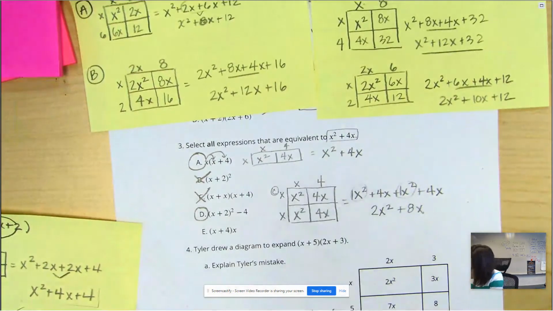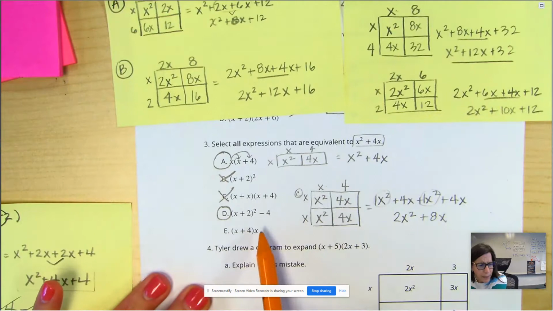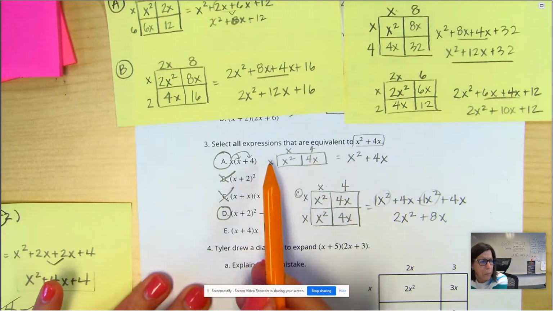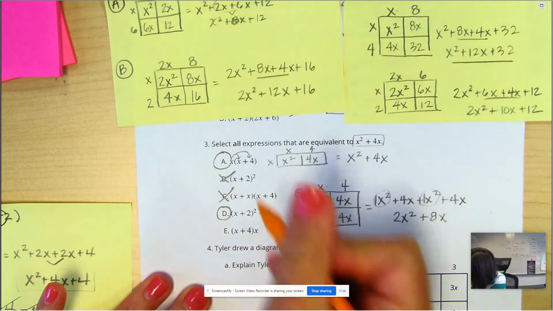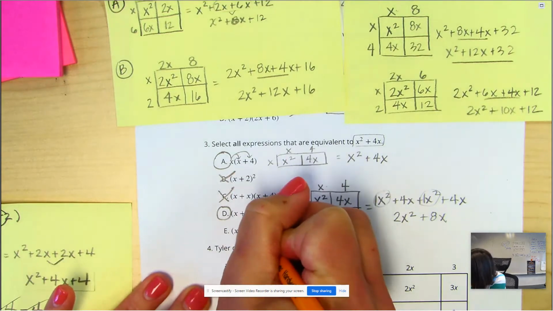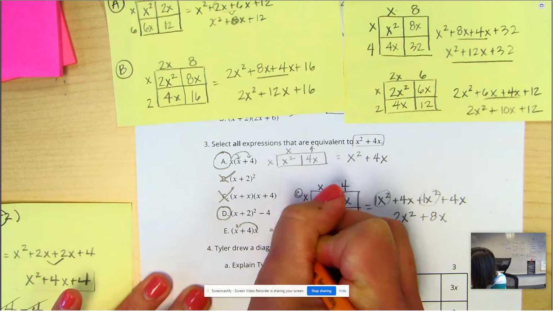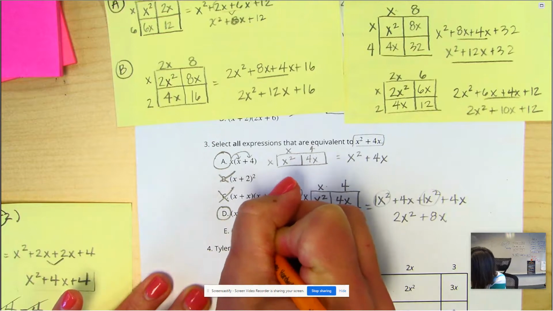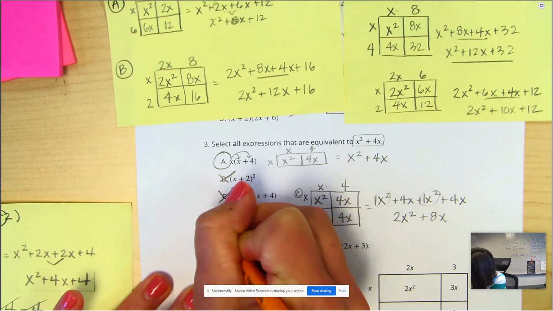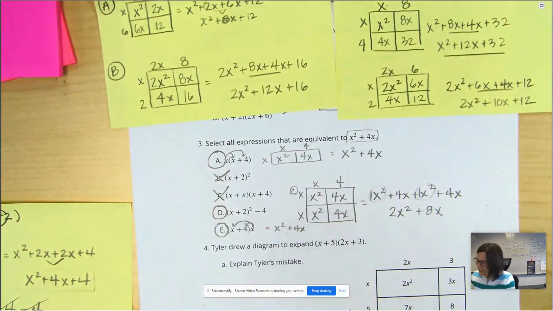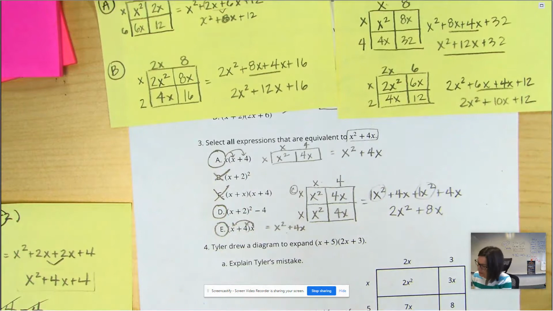Last one. If you notice, they just put the x over here. And it's just like switching these around, and multiplication is commutative. And you can even go like this. x times the x is x squared, and x times 4 is 4x. That also is the same. Okay, so it was A, D, and E. Lots of fun math there.